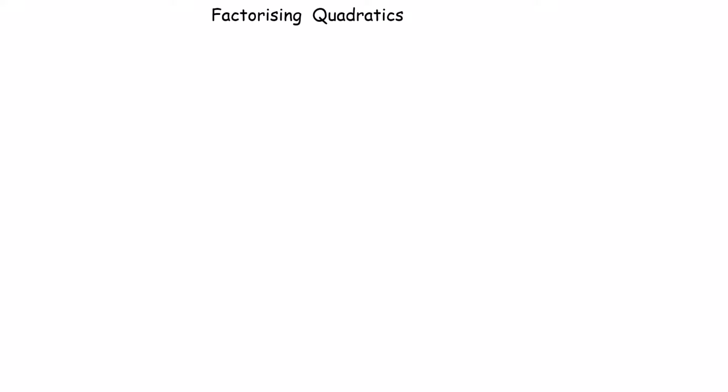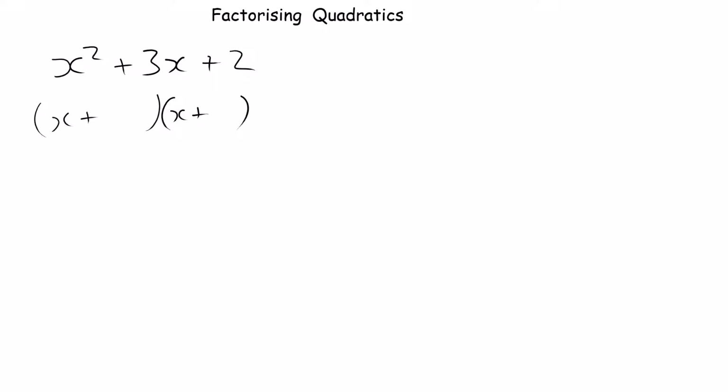Factorising quadratics. So why do we want to factorise quadratics first of all? To factorise them, we're going to be putting the brackets in. That's the sort of aim. So we start off with something like x squared plus 3x plus 2, and then we will put it into a pair of brackets, x plus something and x plus something.